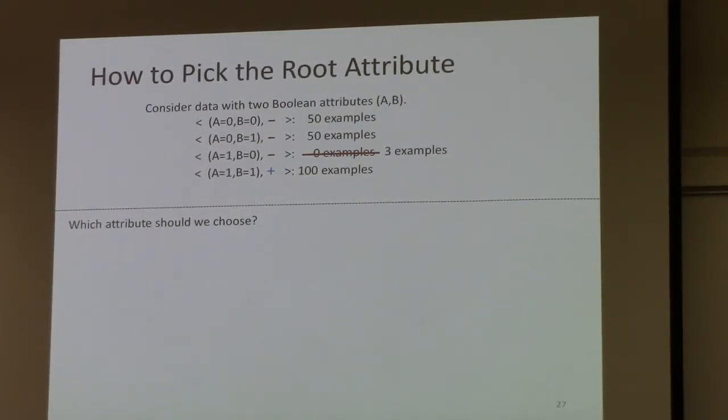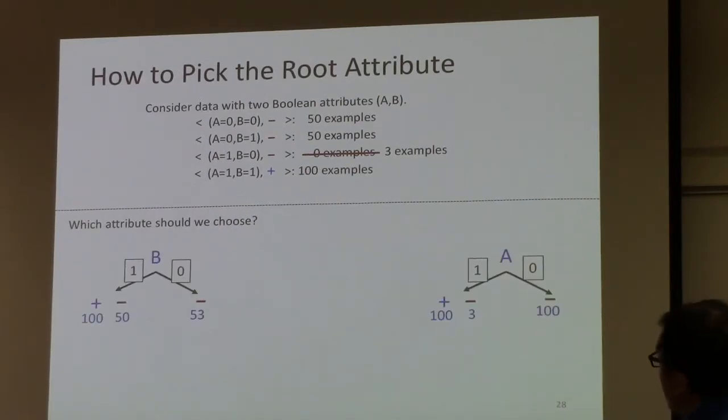We can take a look. Let us split with A first. When A equals 1, this data subset consists of 100 positive examples and only 3 negative examples. And when A equals 0, the data subset consists of 100 negative examples. Although it's not purely labeled as one label, it's still quite pure.